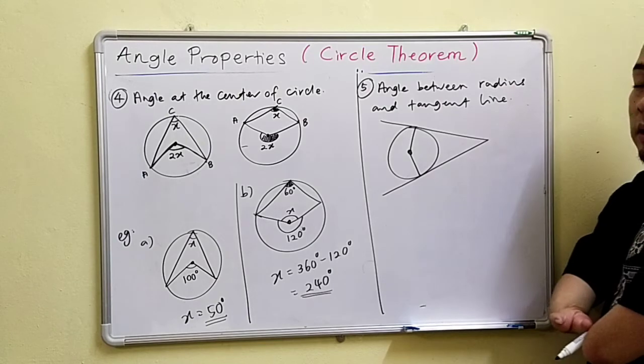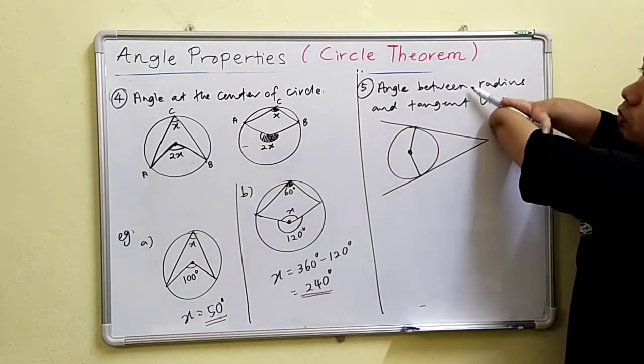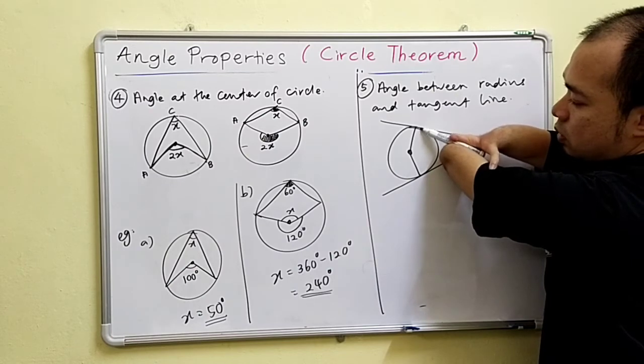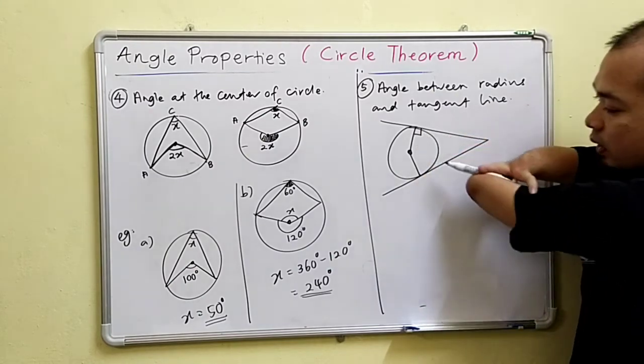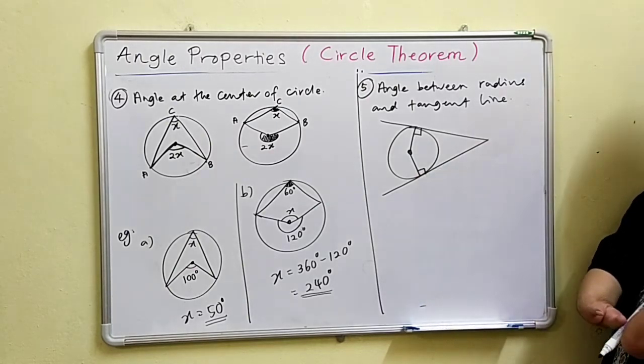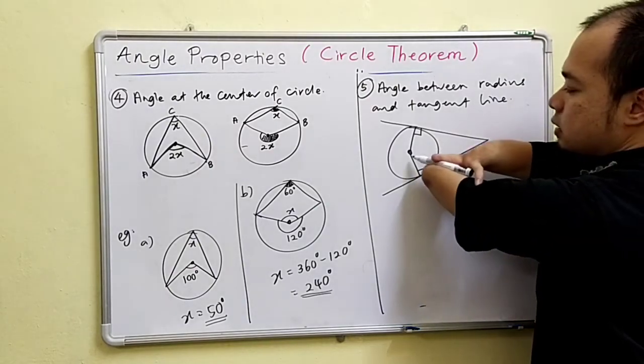What is the property said? It says that the angle between the radius and the tangent line, which is over here, automatically will be 90 degree. Automatically will be 90 degree.